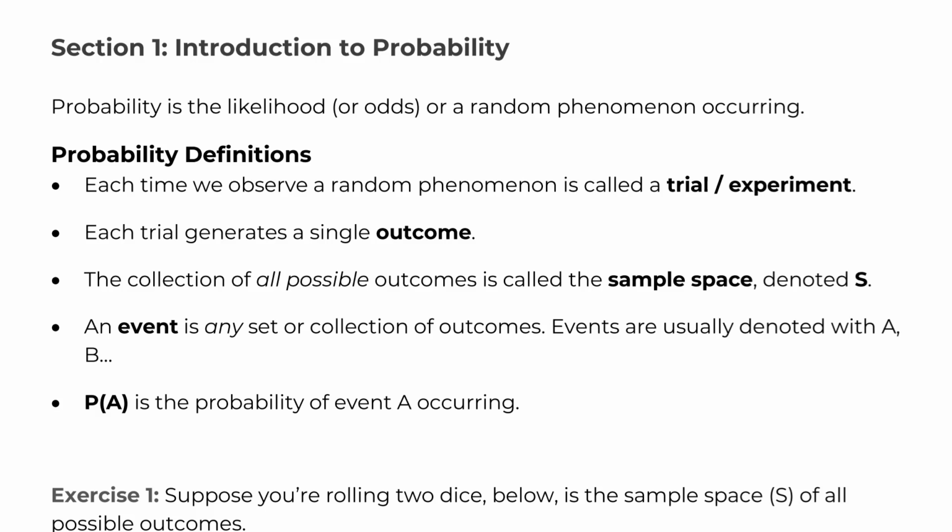And really, I don't like this definition. Yeah, this is a terrible definition. Let's fix this right now. The probability is the likelihood for a particular outcome of a random phenomenon occurring. There we go. That makes that definition slightly better.